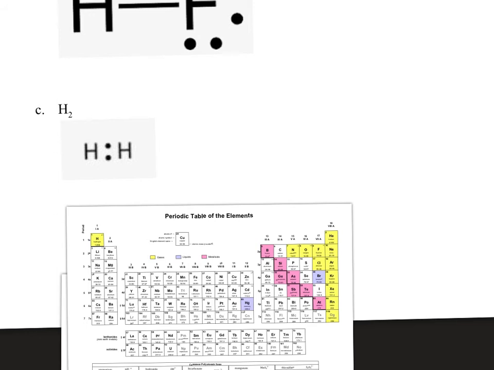The next compound on here is hydrogen, H2. So you'll have a hydrogen, and that one has 1 valence electron. You'll have another hydrogen, that one has 1 valence electron. They will share those 2 that we will represent with a line, and it looks like that.